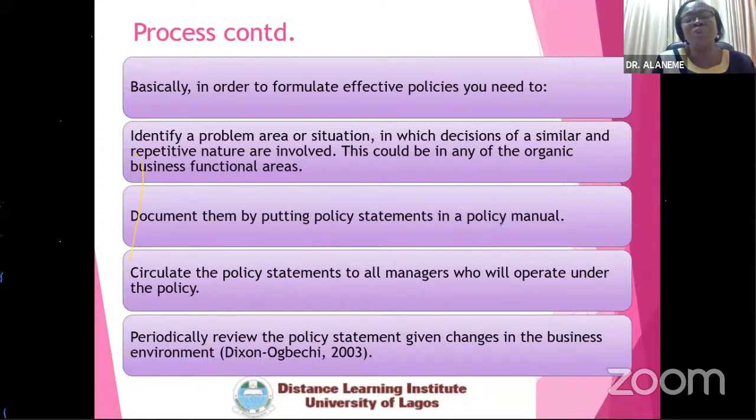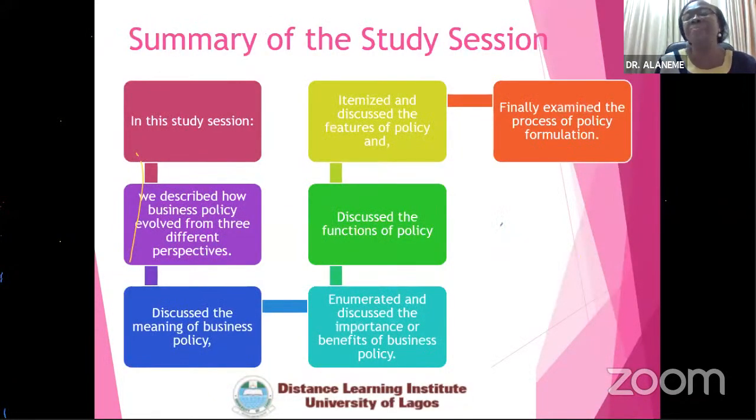Now, you need to document them. Whatever it is you have found out from those problem areas, you now put into policy statements in a policy manual. You circulate the policy statement to all managers who will operate under the policy, and then periodically you review the policy statement, given changes in the business environment.